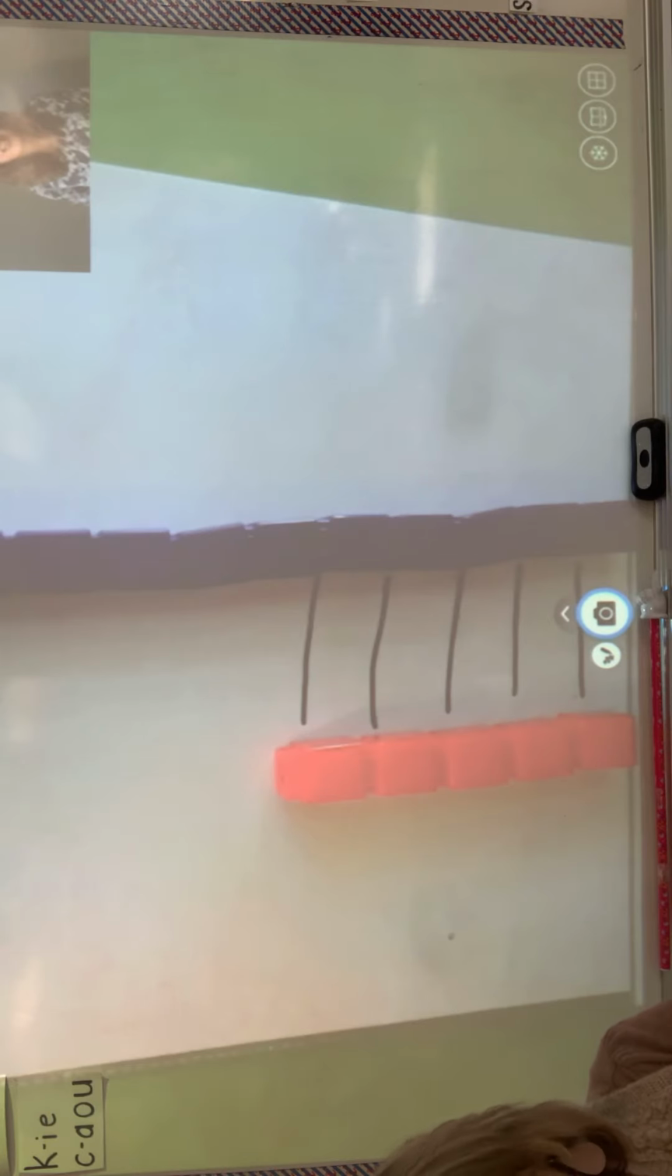Great job. So, which set of cubes of yours was more? How did you know? Tell someone in the room how you knew. Okay, so how do we know which set of cubes has more? How do we know that? Who can tell that to me? Raise your hand. How do we know which set of cubes has more?